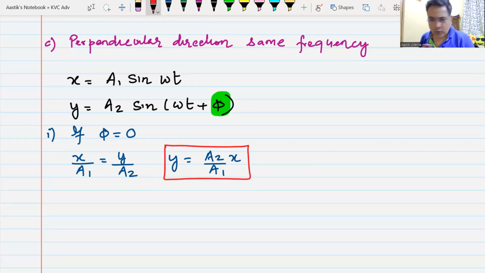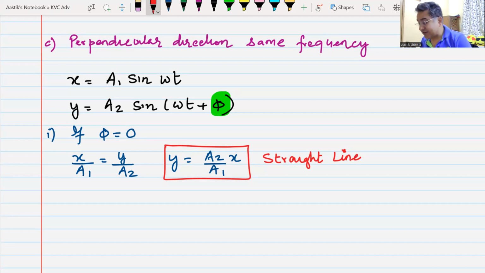What type of motion is this? This is a straight line motion. Y is equal to mx, it will move in a straight line. Actually, the effective motion is a straight line motion. Do we understand this? Yes or no? The motion is a straight line.